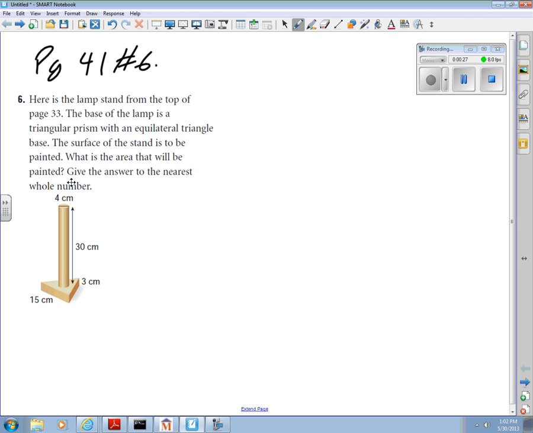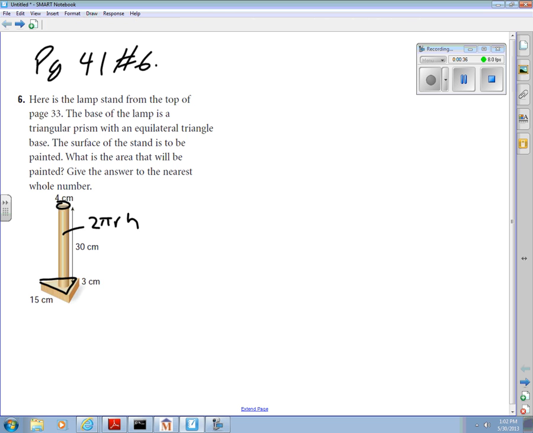So this circle here is really part of that triangle there, so I don't have to calculate it separately. So all I care about is the 2 pi RH part of that cylinder. The triangle, however, I need a calculation to get started with. It doesn't tell me its height.